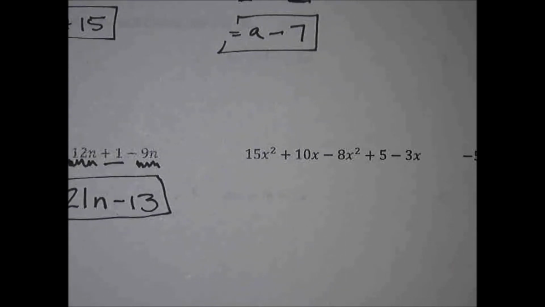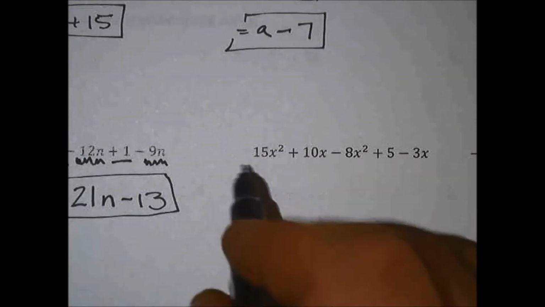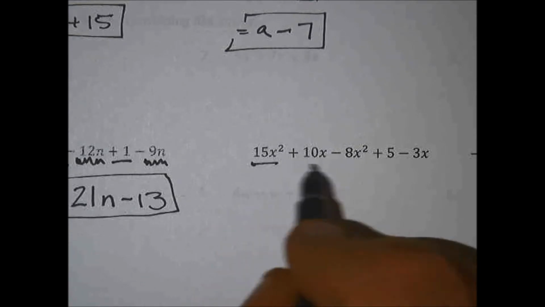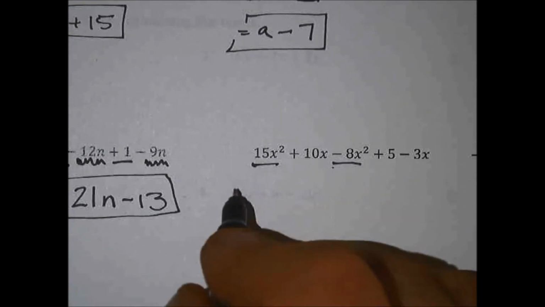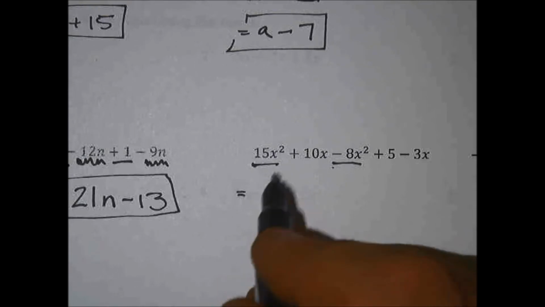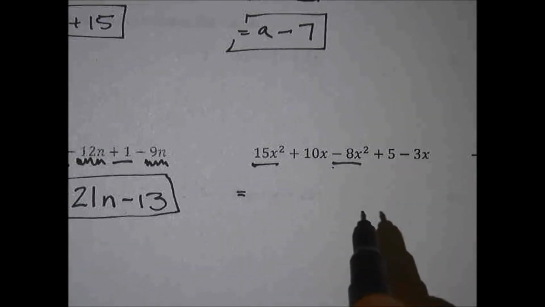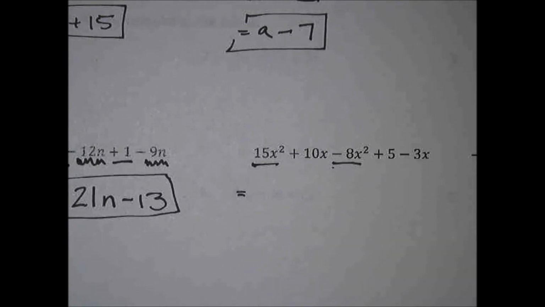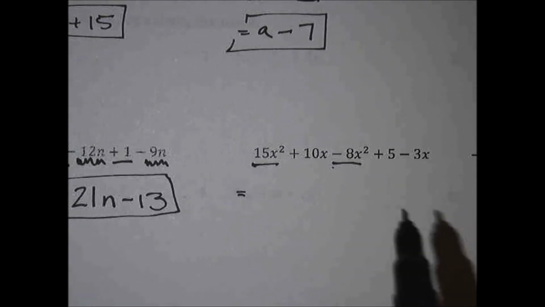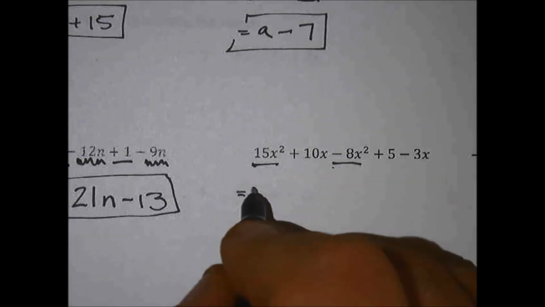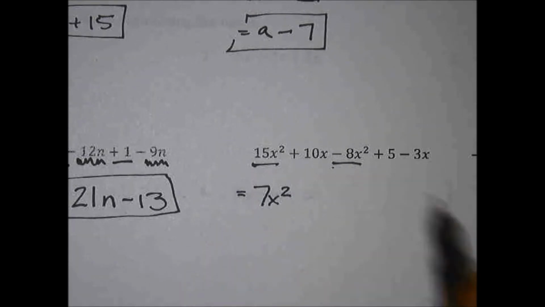Okay, move on to this one right here. I have x squareds. Let's look for any more of those. Here's one, and here's one. I'm going to go ahead and write what that's going to be and show you another way that, when the expressions get longer and longer, I make sure that I get everything. So I have 15 minus 8. 15 minus 8, that's 7. So I have 7x squared.